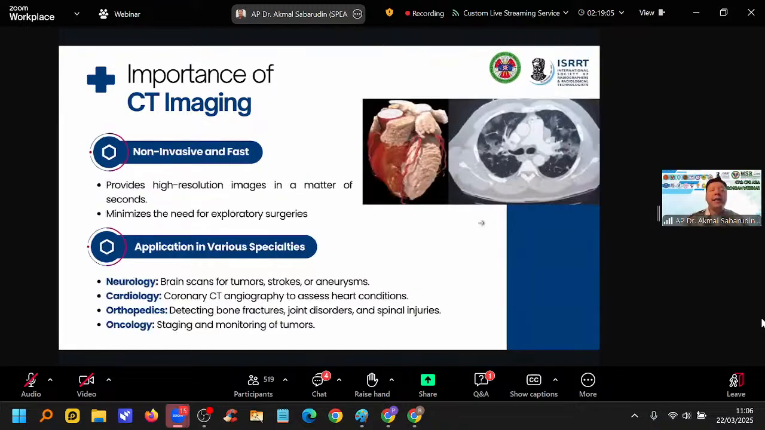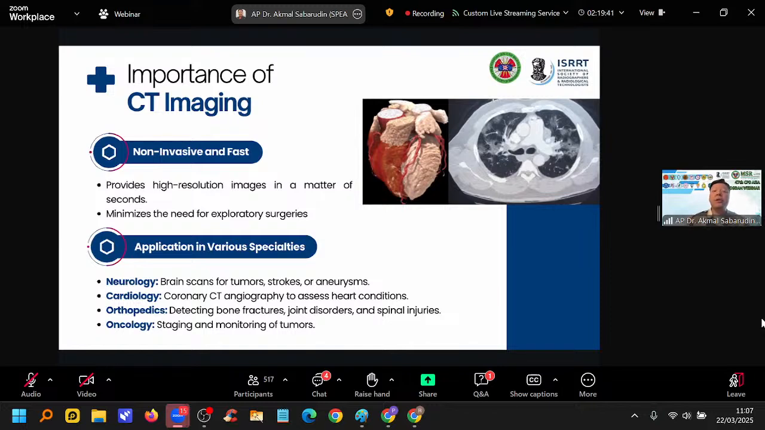Okay, and then another importance of CT imaging: it is a non-invasive technique, and it is super fast. As mentioned by a lot of speakers before, when we see the development of CT a long time ago, with the first generation, a head scan would take about 5 minutes, and now it takes 1 minute or less. This is why CT is very, very important in most radiological departments. It provides high resolution images in a matter of seconds.